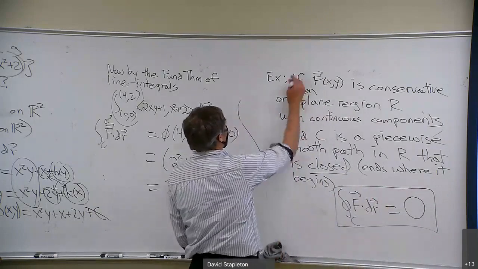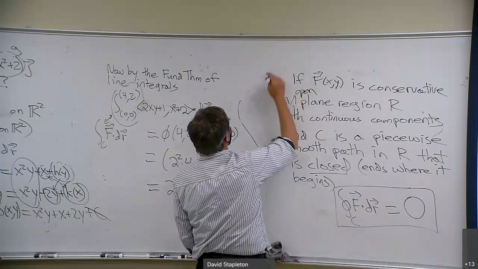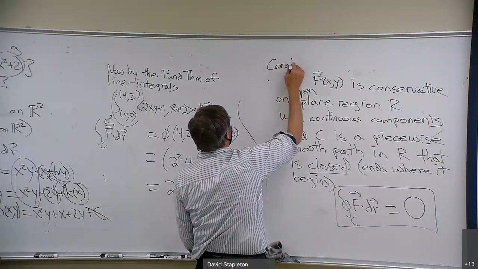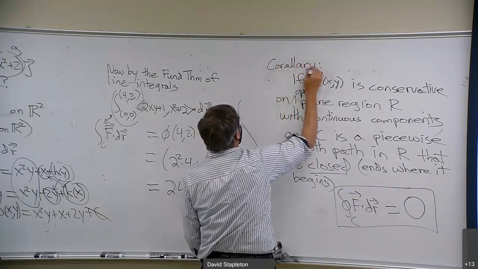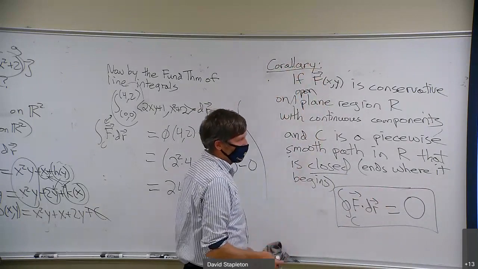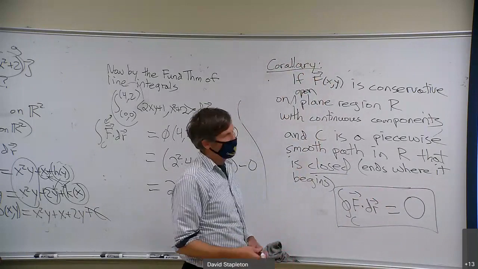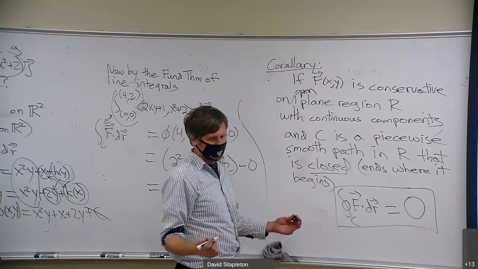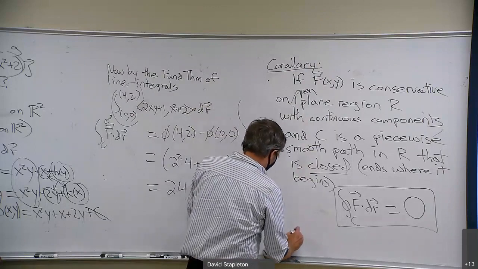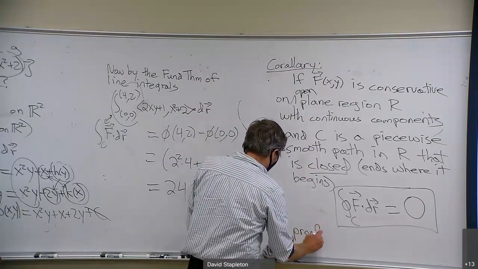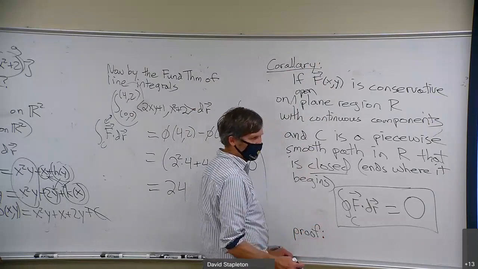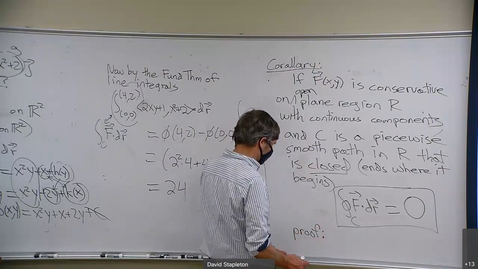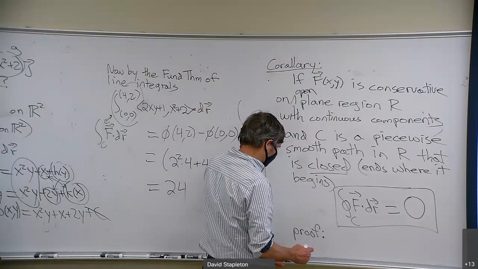Why? The proof is by this. So this is a corollary. You can call a theorem a corollary if it follows quickly from another theorem, right? So it's a corollary to the fundamental theorem of line integrals. It means we're going to prove it from the line integral theorem. It's real easy. In fact, the proof of the fundamental theorem of line integrals is easy too. We can do that in a minute here.